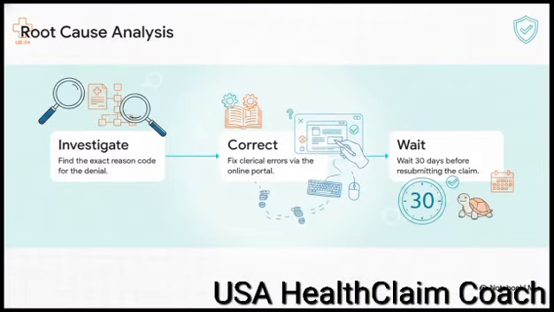Now look, if a claim does get denied, don't panic. But also, please don't just blindly hit resubmit. When performing a root cause analysis, you need to follow these exact steps. Step 1, investigate the exact reason code. Step 2, try to correct simple clerical errors, like a wrong NPI or a wrong date of service, directly through the MAC online portal. And Step 3, always wait the full 30 days before resubmitting. This ensures you don't accidentally trigger a duplicate claim denial.